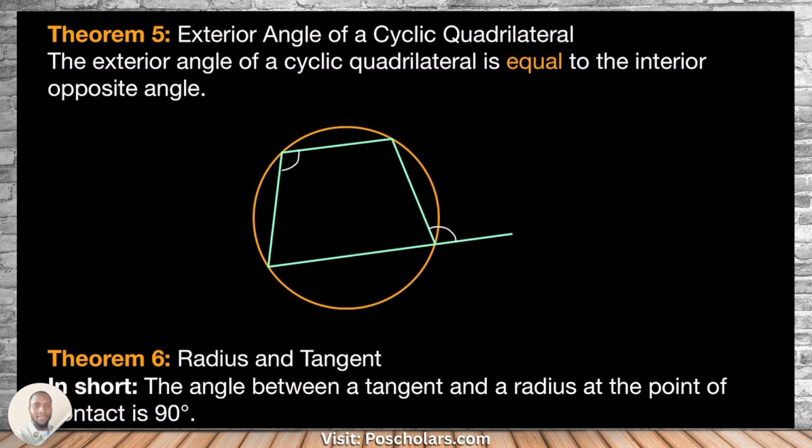So if this angle is x, this angle is also what? X. Or if this angle is equal to 120 degree, this angle is also equal to what? 120 degree. That's basically what this theorem is all about.